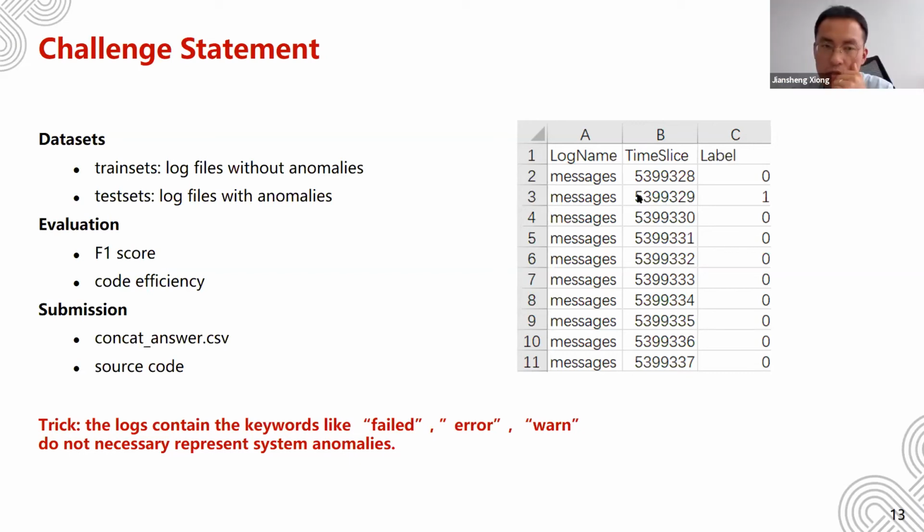Okay, the time slice is generated according to the timestamp in the test sets. The algorithm for generating it is described in the readme file. Participants can read it. They will generate it just like this. It's a very simple calculation. Yeah.